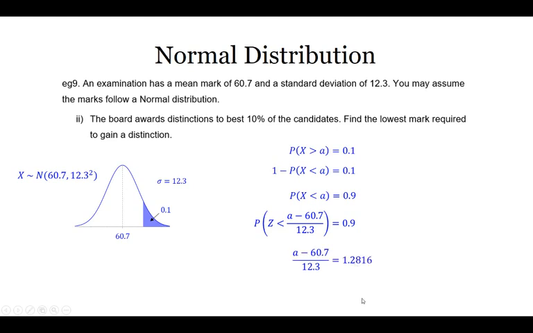1.2816. And then to solve that, I simply times up by the 12.3 and add on the 60.7, and that gives me a mark of 76.5. It doesn't make clear in the question whether the marks can be whole numbers or not, so I think we will get all of the marks for that.